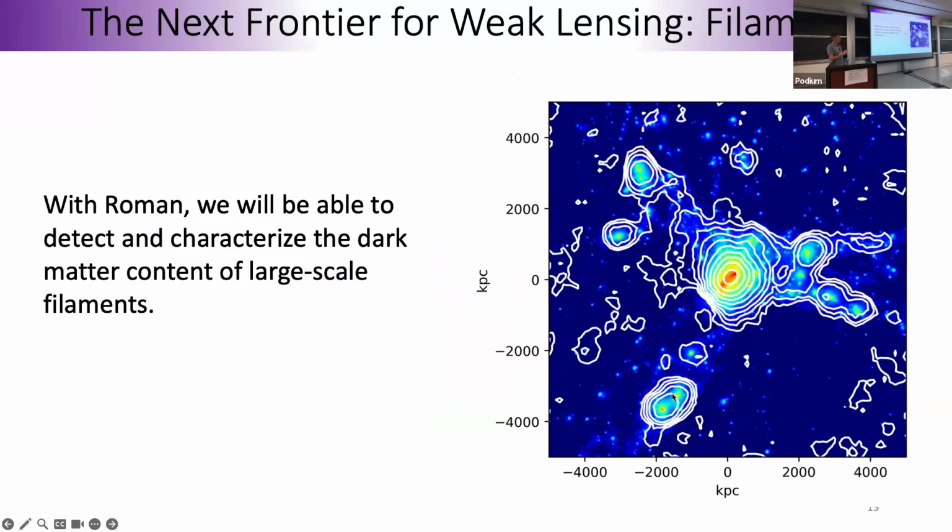And I think that Roman will unlock the next frontier for weak lensing, which is the detection of the large-scale dark matter filaments that surround these clusters. So as you can see, I've changed the background scale to log so that it's easier to see where the mass distributions are. And the white lensing contours trace the filamentary structure that spans between these companions of this cluster. So Roman will be able to detect and characterize the dark matter content of the large-scale filaments.